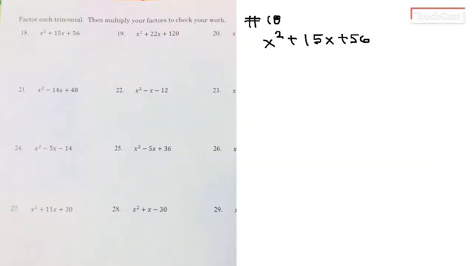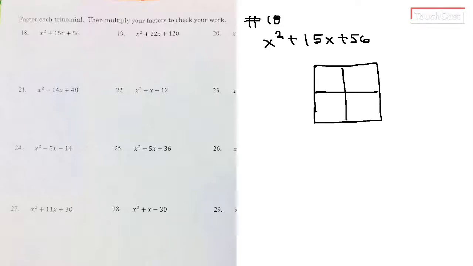To factor trinomials, we are going to use our knowledge of GCF and box method to help us factor this. So I will do number 18. I have x squared plus 15x plus 56. My first thing I need to do is draw a box. The second thing I will need to do is draw an eye to the side of it.